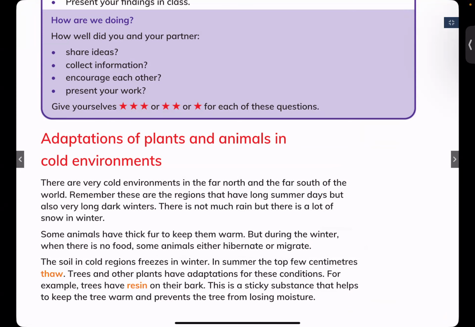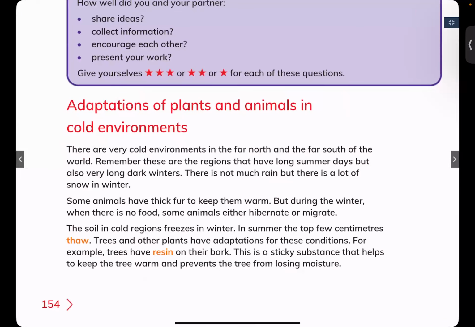So we know that, if we read the last paragraph here, the soil in cold regions freezes in winter, right? And they have layers of snow over it. But in summer, definitely the snow is going to thaw. Thaw means it's going to melt and it's going to stay in water form. So if a tree is exposed to water for a longer time, what happens? It can erode, right? It can get damaged, right?